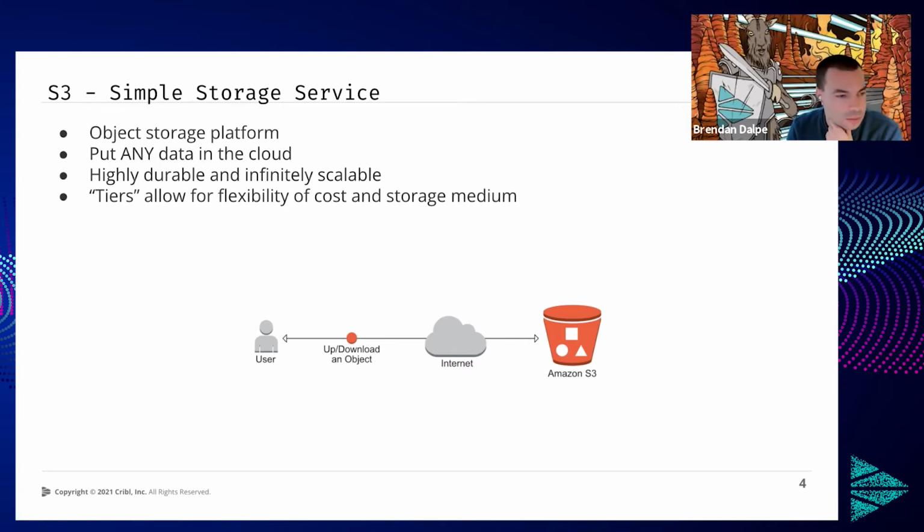So back to the point I was just making, standard tier is going to cost you 2.3 cents per gigabyte. But if you move objects to the Deep Glacier storage class, those cost, I think it's like 0.09 cents per gigabyte.